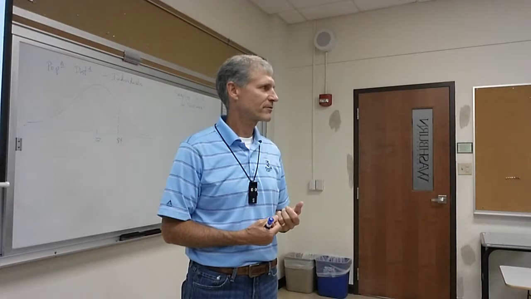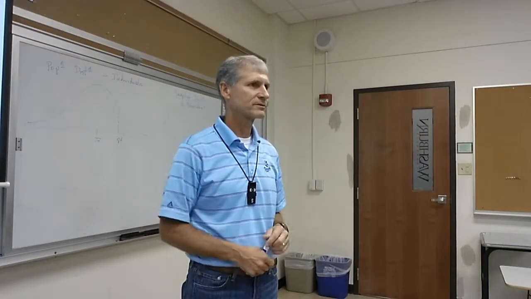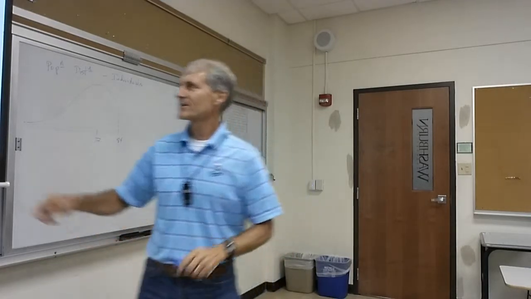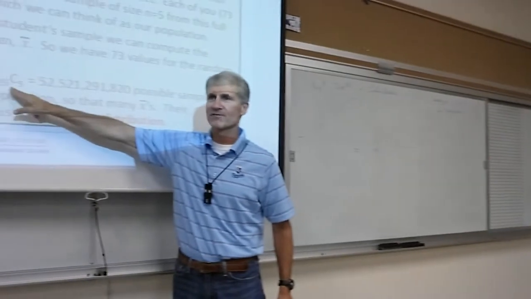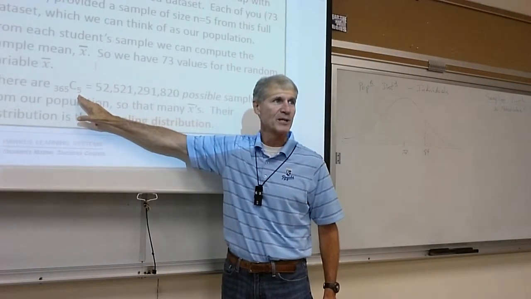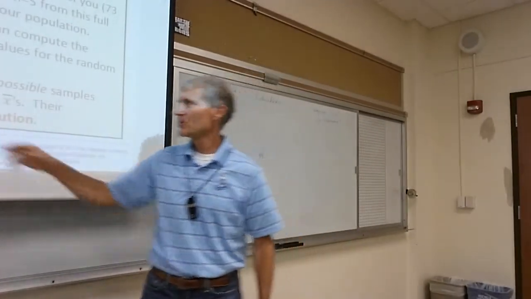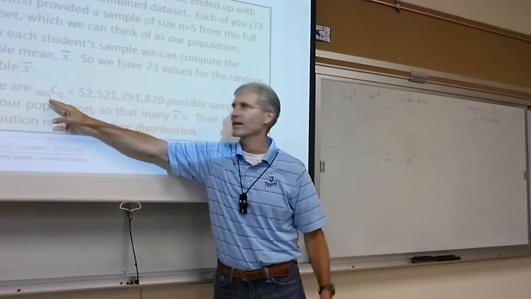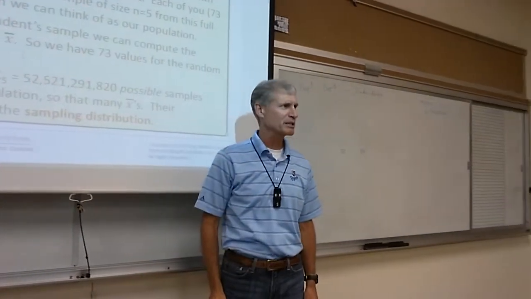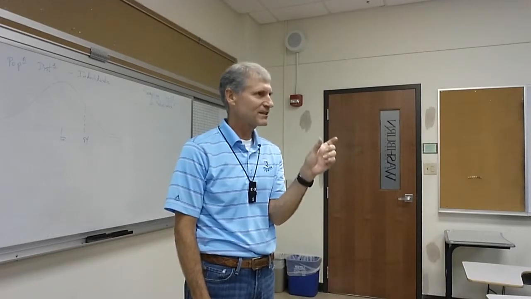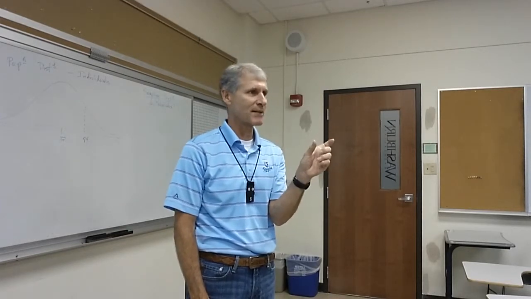But how many possible samples are there from 365 pulses? Remember when we were doing the binomial distribution, we learned this guy? 365 choose 5. How many ways can I choose randomly 5 things out of 365? You have a button for this on your calculator. You don't need to do it right now. I did it. It's 52 billion and some. I could take just those 365 and come up with 52 billion different random samples of size 5.